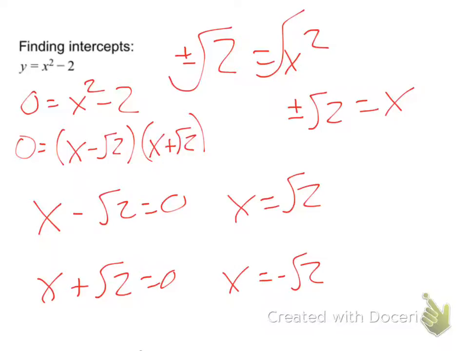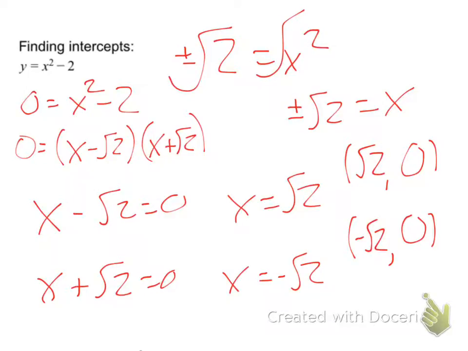So those are your solutions, but what does it really mean? They are your solutions. They are our x-intercepts. What would they look like as x-intercepts? They both will have what for y? 0, because when I plug that in, I do get 0. And then one of them is square root of 2, and negative square root of 2 is the other one. So square root of 2, 0, and negative square root of 2, comma, 0 are your x-intercepts.